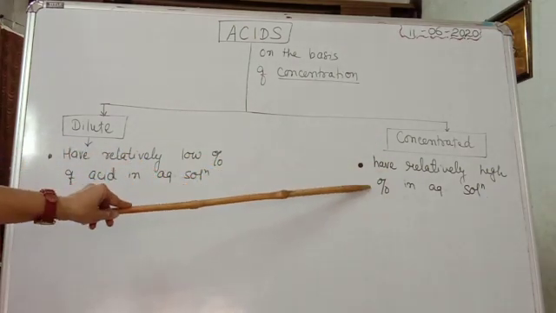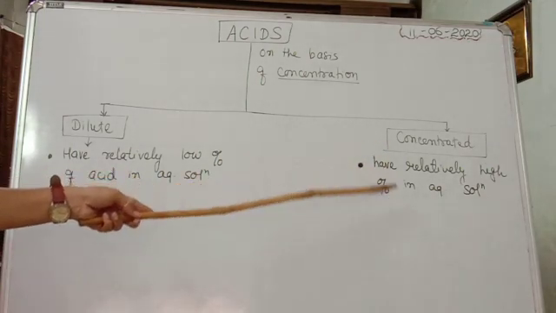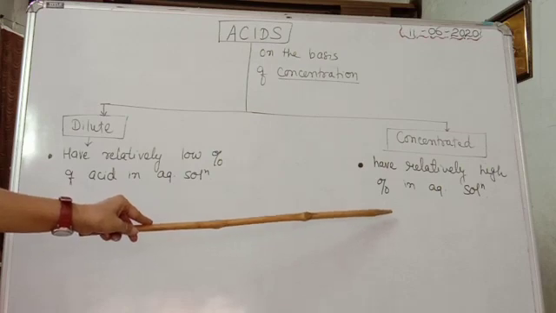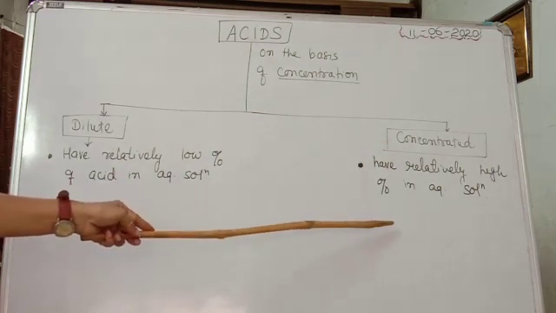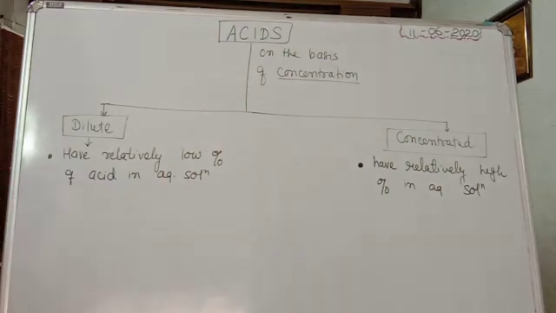Let me tell you what the percentage in aqueous solution is. If you are taking water and a concentrated acid, 2% of water would be there, or 10% of water, and 90% of acid is present.